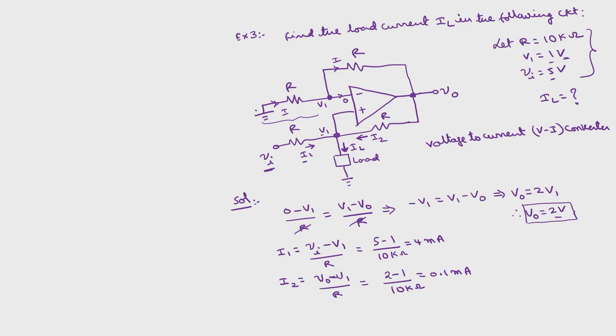And if I apply KCL here, IL is leaving, IL is equal to I1 plus I2. This is equal to 4 plus 0.1, 4.1 milliamps. So here you can find out the load current. So this circuit is called a voltage to current converter. Okay. So I will discuss some more examples in the next lecture. Thank you.